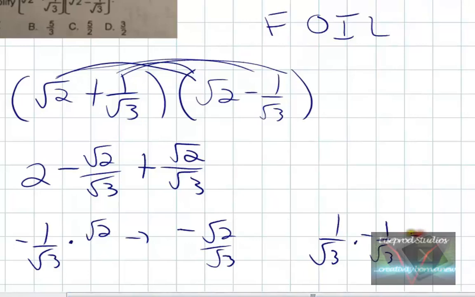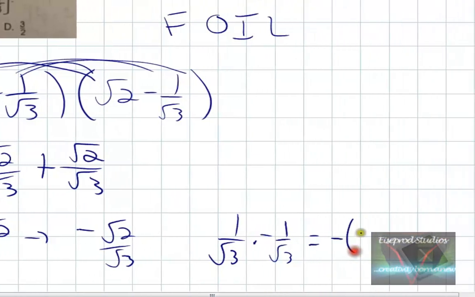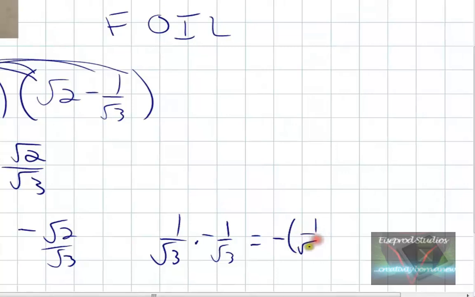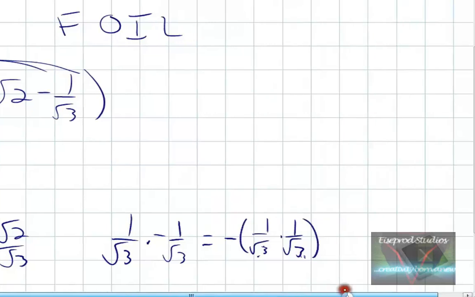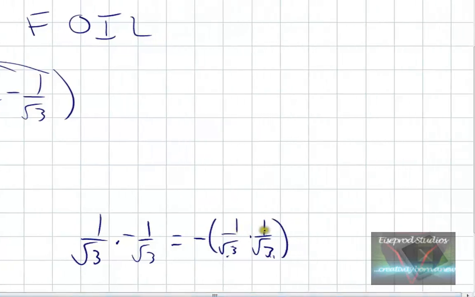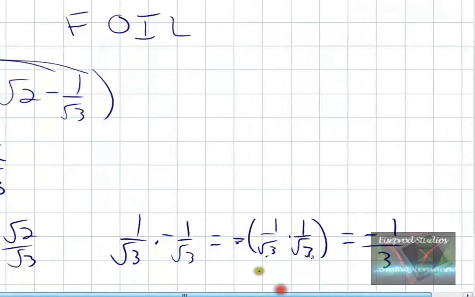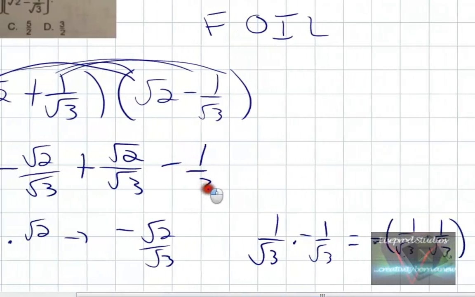I can pull out a negative, and then I would say 1 over the square root of 3 times 1 over the square root of 3. Remember you multiply straight across, so 1 times 1, and you get negative because of the negative here. So we get negative 1 over the square root of 3 times the square root of 3, which is just 3. So we get minus 1/3.